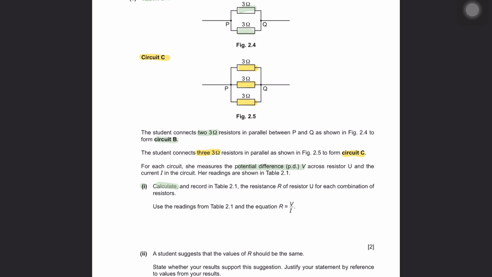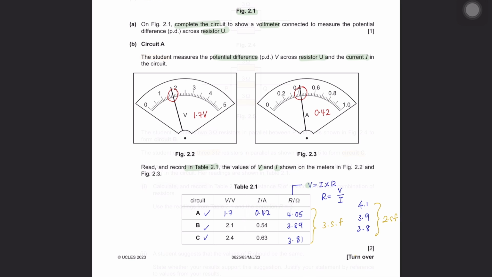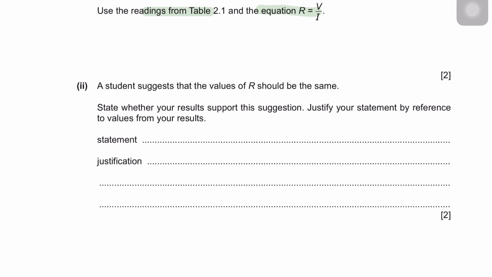Part 1. Calculate and record in Table 2.1 the resistance R of resistor U for each combination of resistors. Use the readings from Table 2.1 and the equation R equals V over I. Alright, so looks like we've already completed this part. Moving on to part 2.